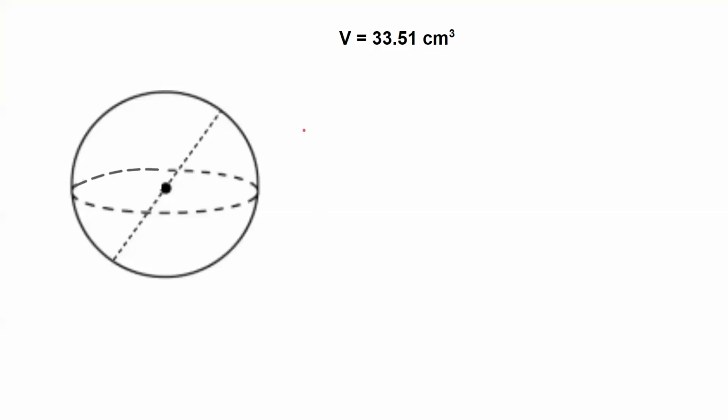Guys, in this question, I'm going to show you how to calculate the surface area of a sphere when you are only provided with the volume. So in this question, the given volume is 33.51 centimeters cubed. And so first I'm going to write down my volume formula. So the volume formula is 4/3 pi radius cubed.